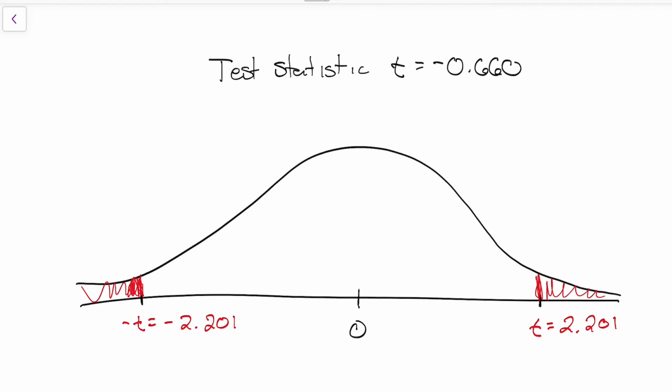So let's look at our critical region again and see where this test statistic falls. Here is our critical region with the critical values of 2.201 and negative 2.201. And we computed our test statistic to be negative 0.667. If I look at where that will go on our number line, that will fall fairly close to 0, about right here. And we can see our test statistic is outside of the critical region.